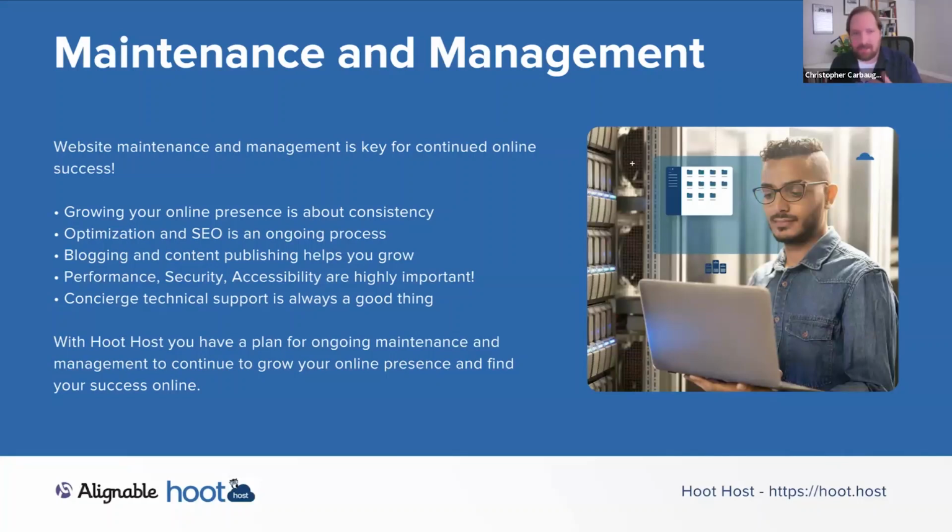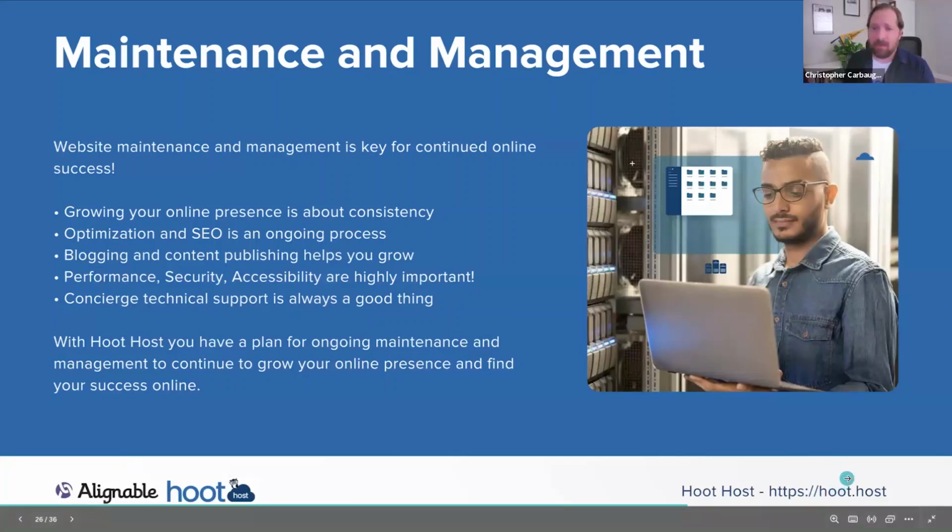Having that concierge, personalized technical support is always a really good thing. Whether it's in our AI website builder plan, which is a really affordable plan at only $30 a month, or one of our plans where we're building it for you, that's the kind of stuff we're doing for you on a continued monthly basis. So with Hoothost, you have a plan for that ongoing maintenance and management that's going to help you continue to grow your online presence, meet current standards, and find the success online that you're looking for.